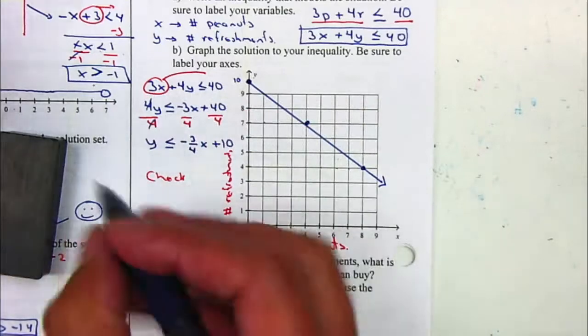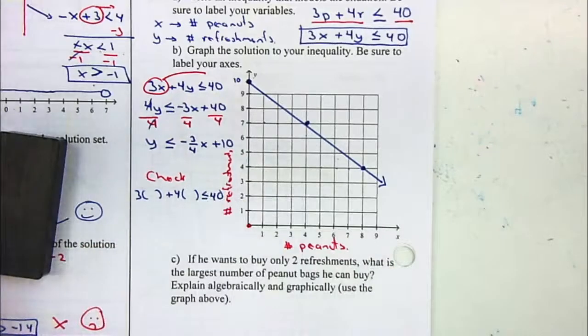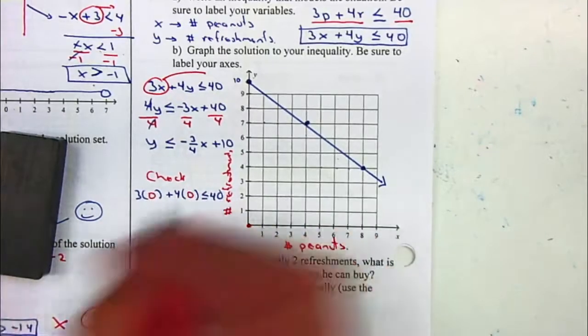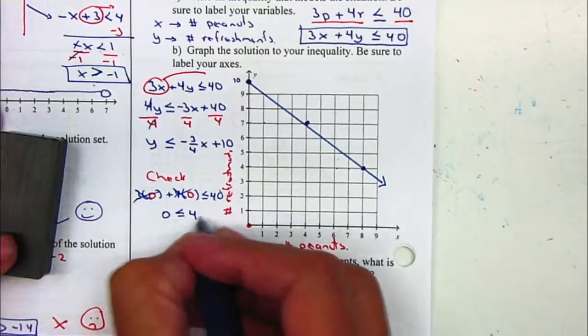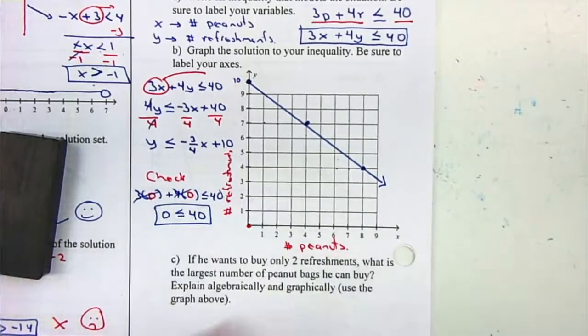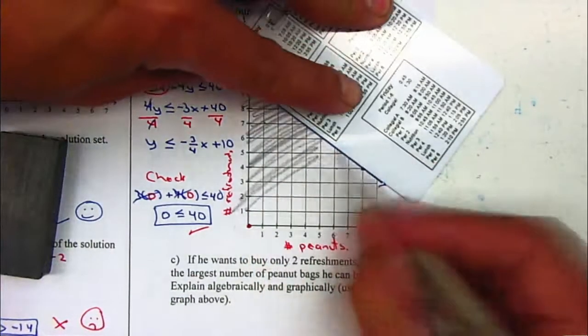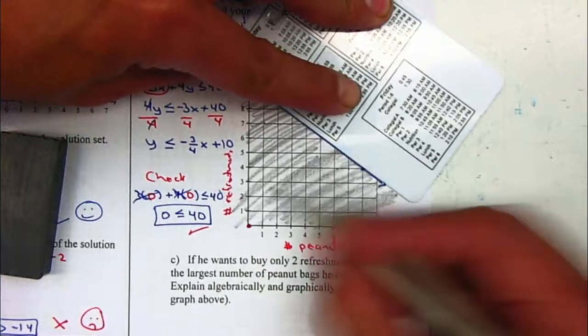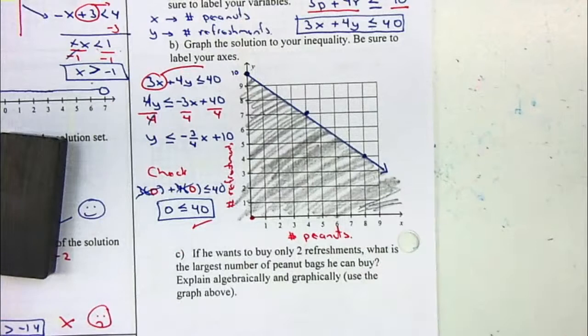So that gives me 3 times 0 plus 4 times 0 is less than or equal to 40. Instead of the x it will be 0, instead of the y it will be 0. That cancels, this cancels. So it gives me 0 is less than or equal to 40. Is that true or false? This will be a true statement. So therefore 0, 0 has to be shaded, so that means that all the points below have to be shaded as well. That means that those are all the solutions that are possible.